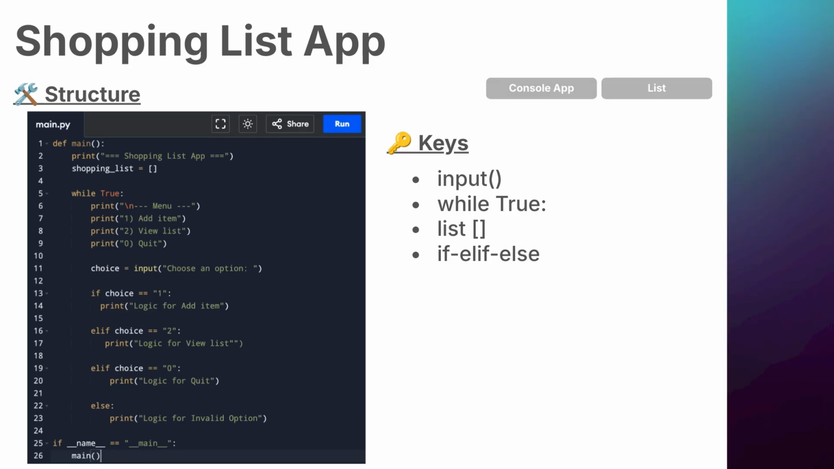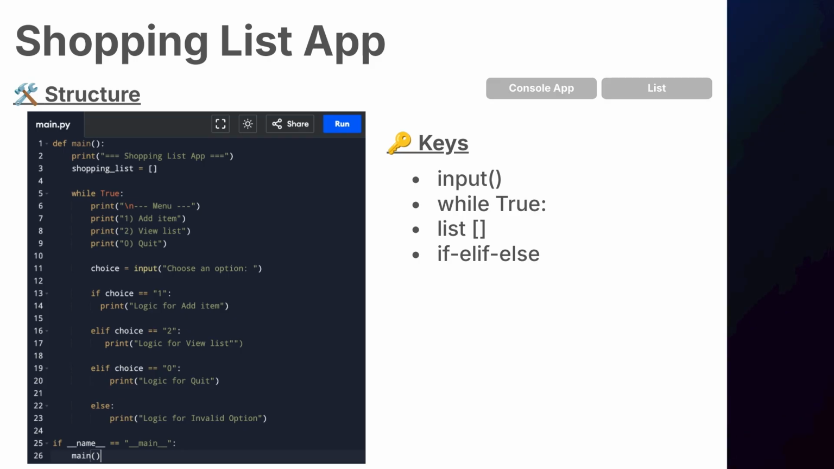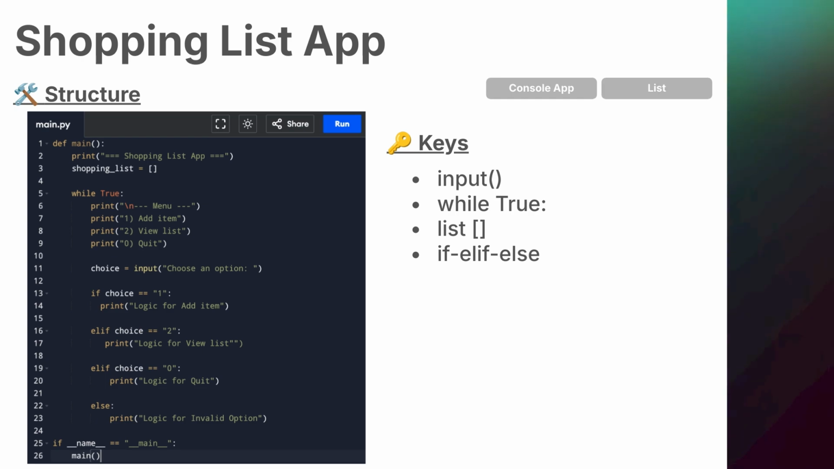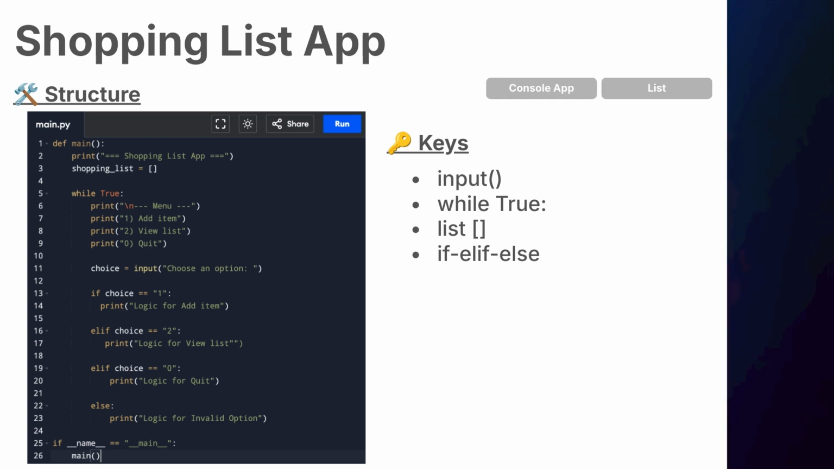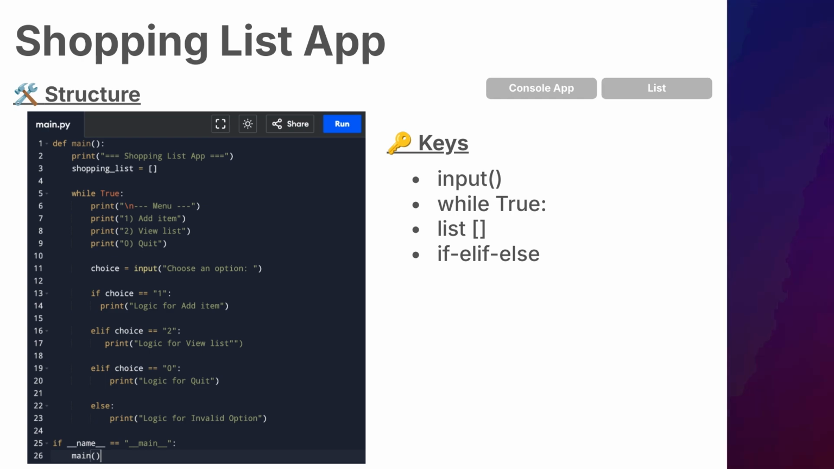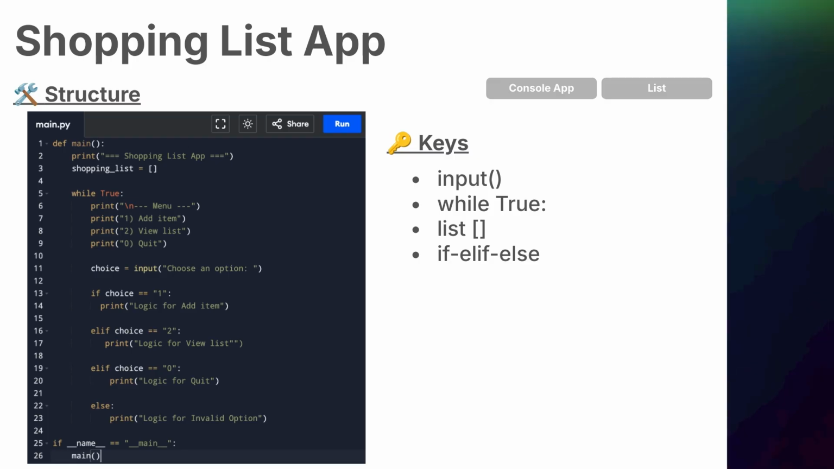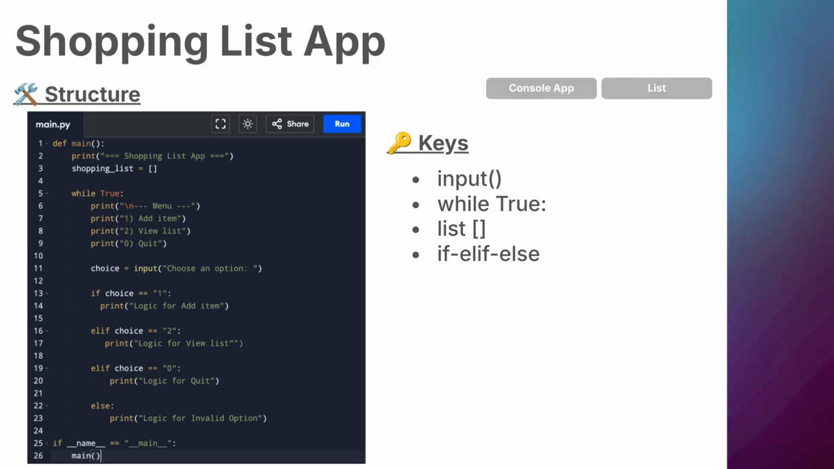Inside a while True loop, the program shows a menu with 3 options: Add Item, View List, and Quit. This loop keeps repeating until the user chooses to exit. When the user types a choice, the program checks it with if and elif statements. For now, each option just prints a placeholder message like logic for add item or logic for view list. These placeholders mark the spots where we'll add the real code later. There's also an else block at the end to catch any invalid input.